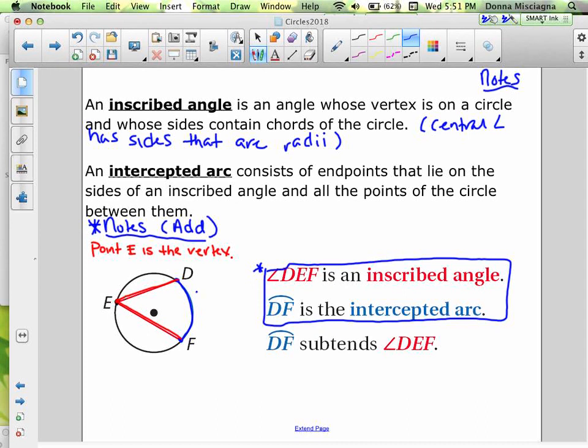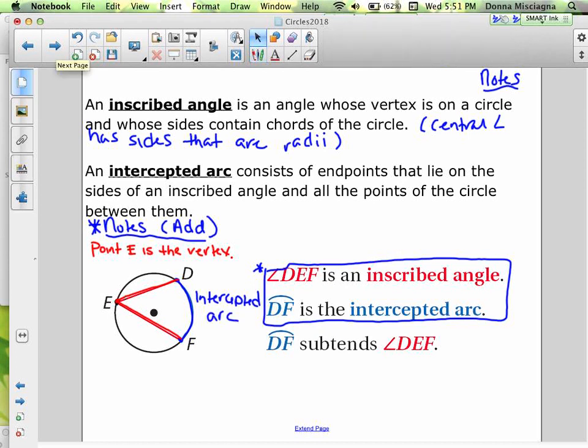And then here's the intercepted arc. And these are chords. Okay. So this is what our inscribed angle looks like. So you need to be able to recognize that when an angle has the vertex on the circle, it's an inscribed angle, and there's a relationship between the inscribed angle and the intercepted arc. And we're going to write that.